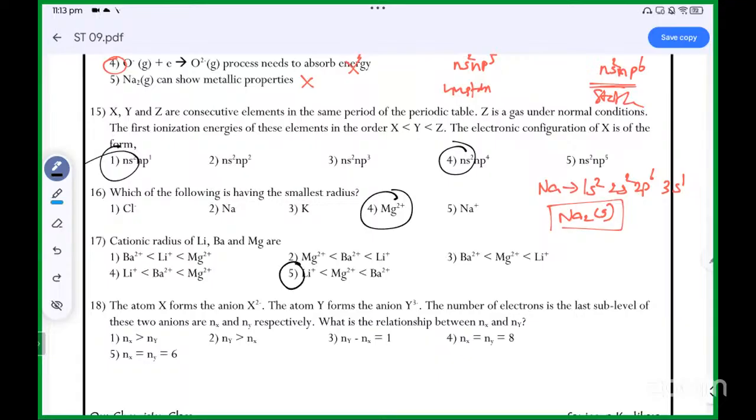Remember, this is not beryllium. They have been asked about barium. This is a very simple question. So the answer should be the 5th one. Similar answer, right? This should be the answer. Then the next one.